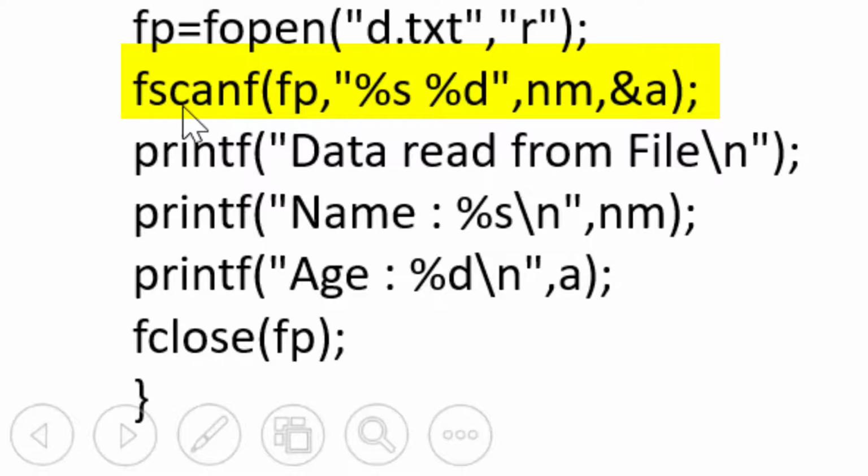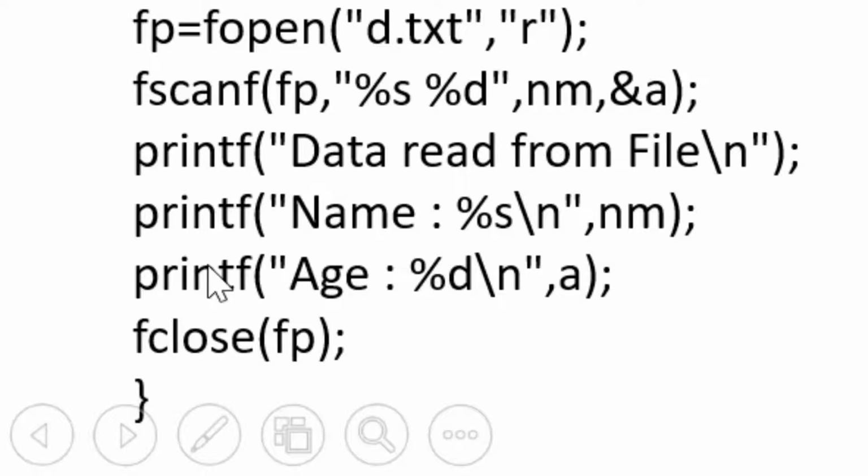For reading a file, we will be using fscanf with 3 arguments. The first is the file pointer, the second is the control string, and then the variable list. So fp, then the control string, how you want to read the data from the file. First I'll read the name, that is %s, and %d for age, comma the variable list. Whatever data has been read from the file will be stored in nm, which is a character array, and the age will be stored in a. Make sure to use the ampersand address-of operator before a because we are going to read an integer value from the file.